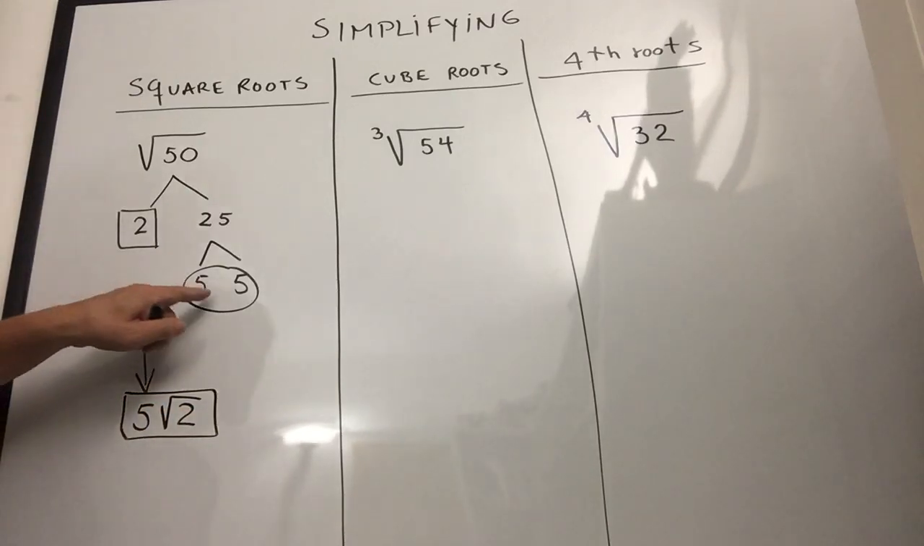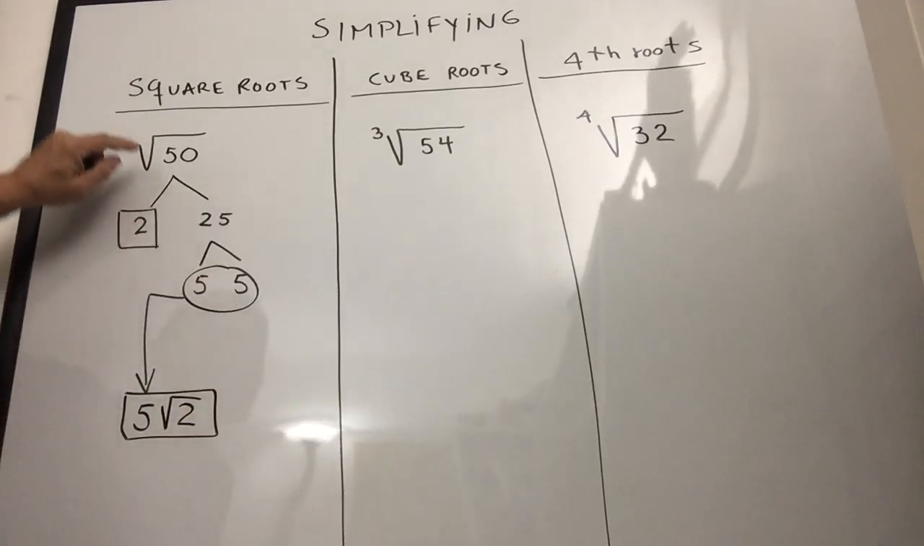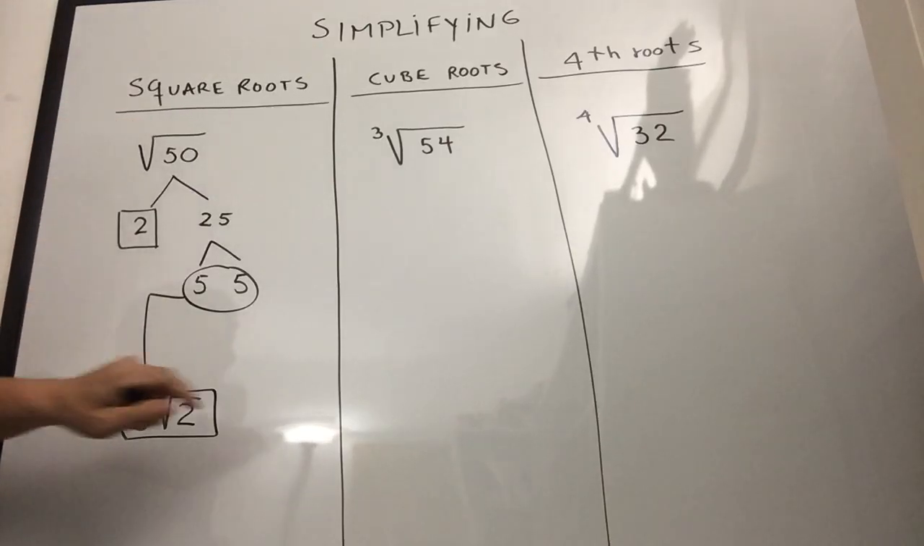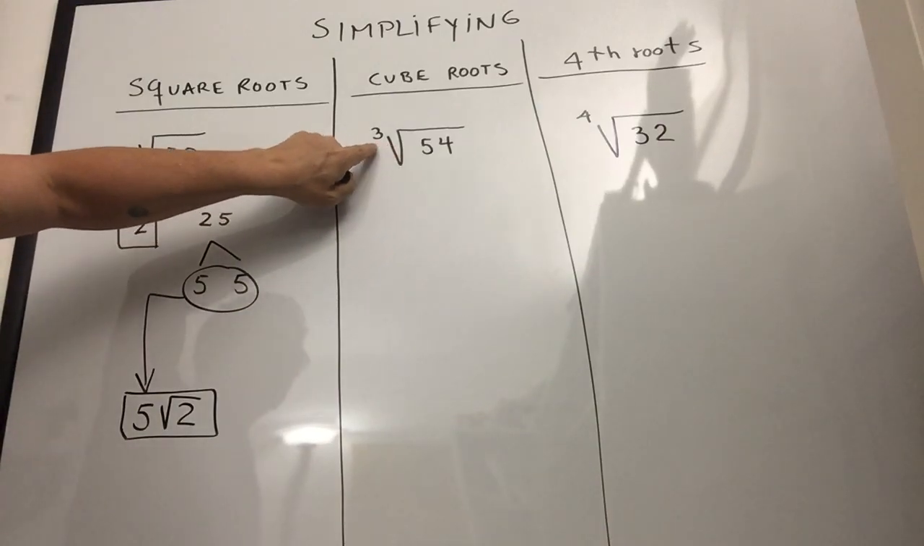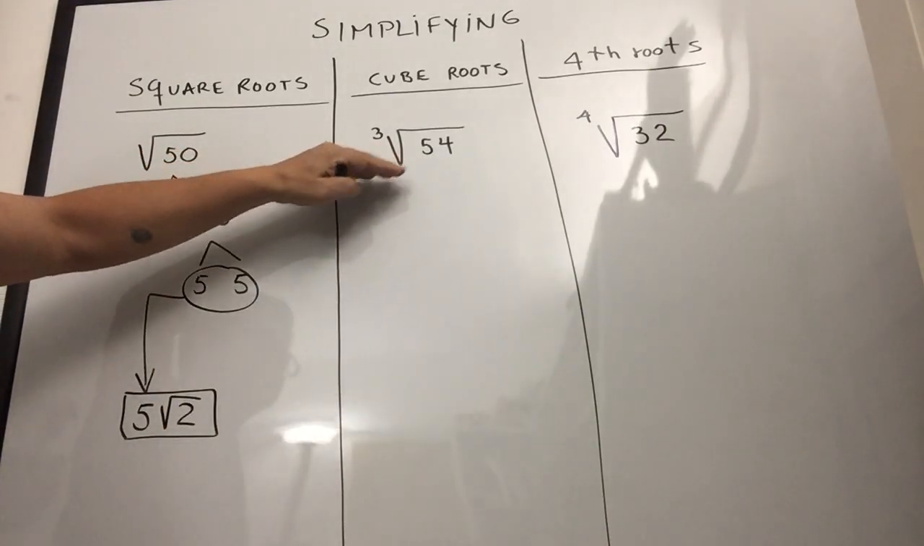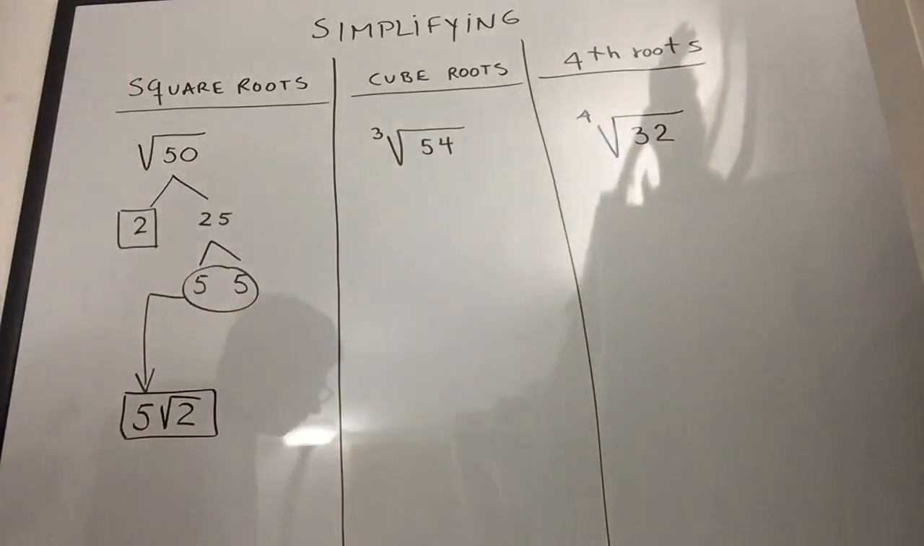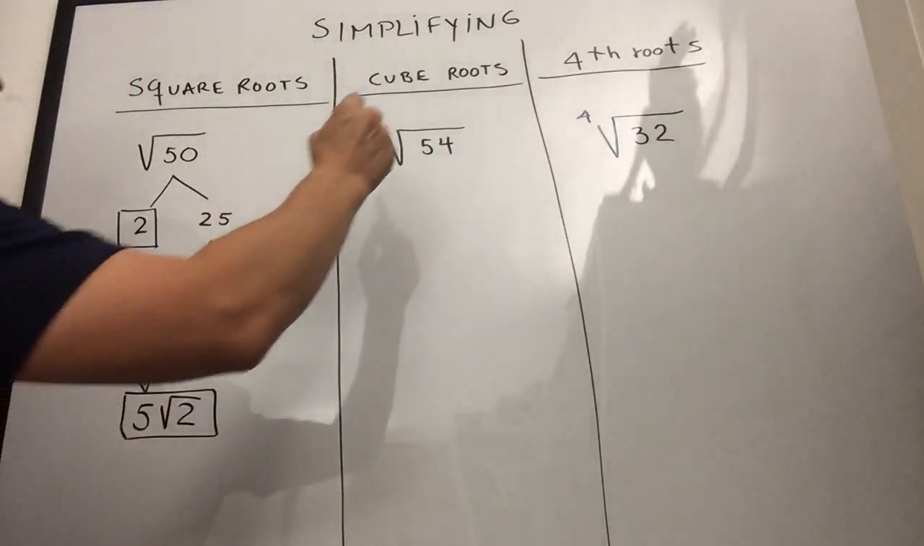Now, why do you group in pairs of 2s? Because the number here called the index, which is not shown but understood, is a 2. So when we do the example of the cube root, we're going to group in groups of 3. When we do the fourth root of 32, we're going to group in groups of 4. Now watch closely as we do this one.